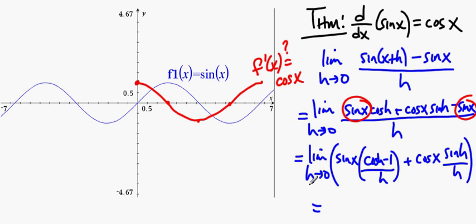Sine x, that's unaffected by what h is doing. This, it can be proven, goes to 0. It can be proven that that goes to 0 as h gets closer and closer to 0. Just like it can be proven that this goes to 1. Of course, we did that earlier in our course. This goes to 1. So the cosine x is unaffected. It gets multiplied by 1 as h gets closer and closer to 0. And we have cosine x just like we thought.